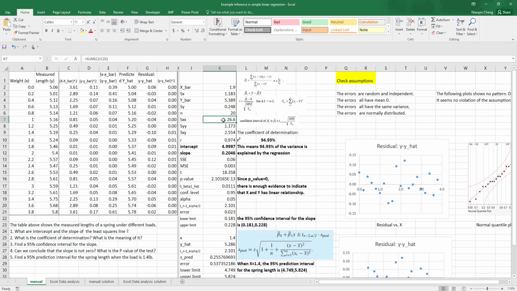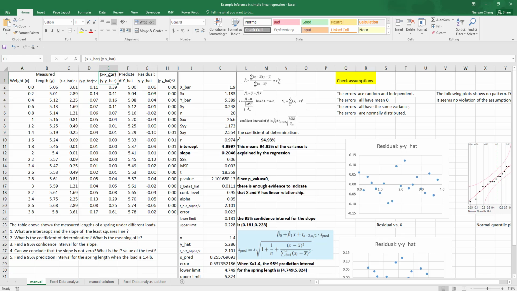We also need to find out the sum squared. That's x minus x bar, squared, for each value, and add them together. That's sum squared x and sum squared y. That's y, the deviation from the average. So each individual value, and then we add them together, squared, for sum squared y.